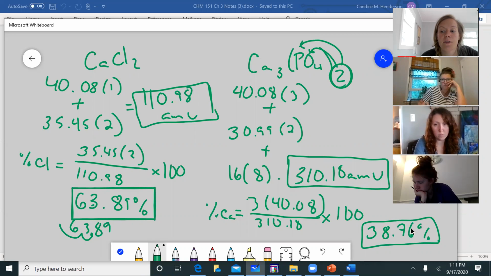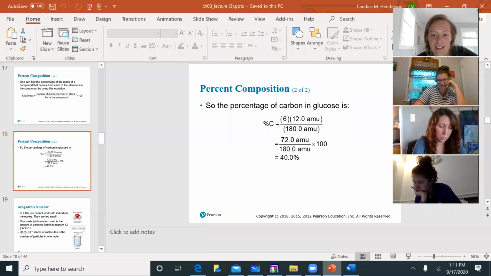Can you go from mass percents and get back into your formula? You actually can, and we'll talk about how to do that later. It takes a little more work though. Okay, so back to the slides.